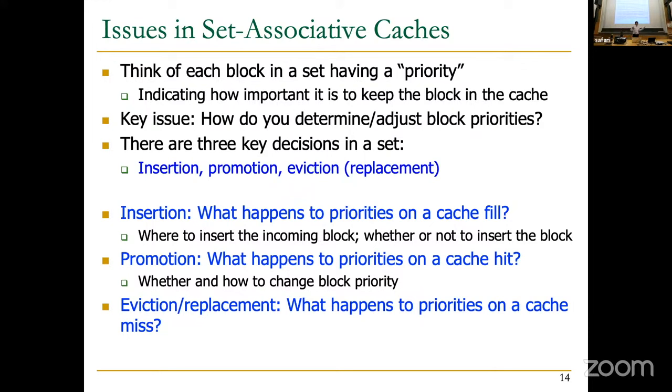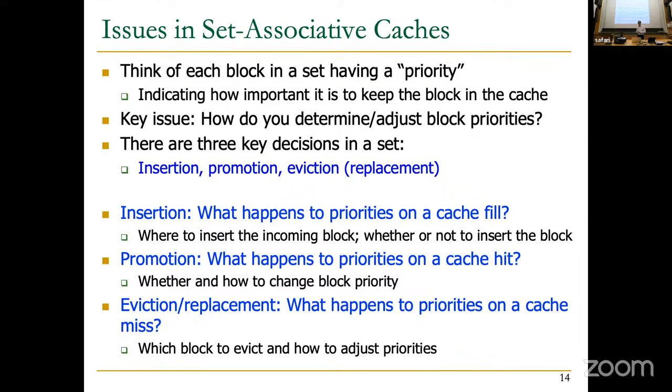If the set is not full, if there's some invalid block, meaning there's no data in that block, then the decision is easy, right? You bring the incoming block and make it valid. But if the set is full, you need to replace a valid block, and the question is, which one do you replace? And that's why this is called a replacement policy. Which block do you evict? And once you evict that block, how do you adjust the priorities of all of the other blocks?